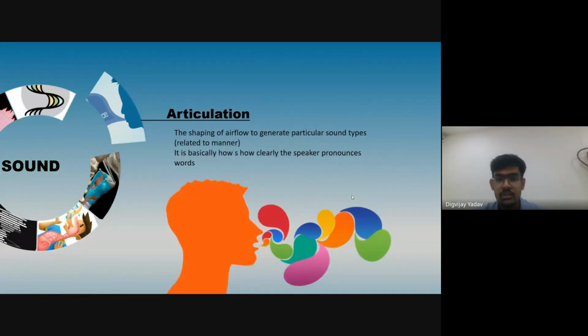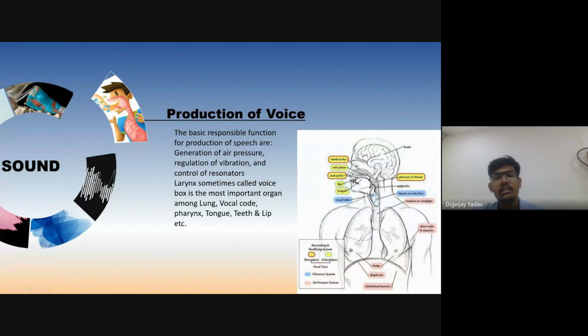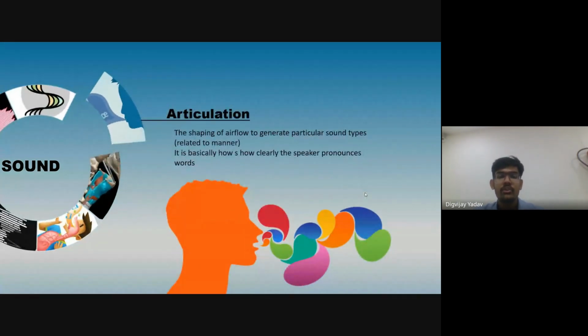Next comes articulation. It's basically the changing of our shape, voice modulation, sound modulation. To understand it in very layman's language, we can see the picture here. The lips, tongue, oral cavity, soft palate, and nasal cavity are all directly proportional to the articulation.